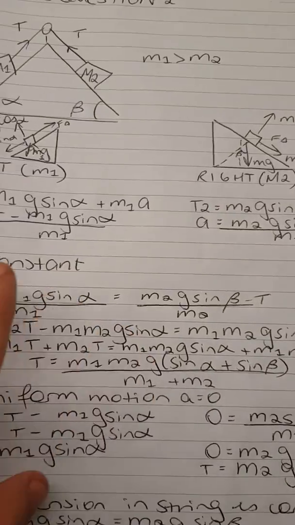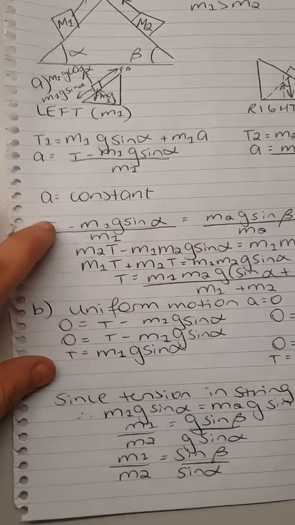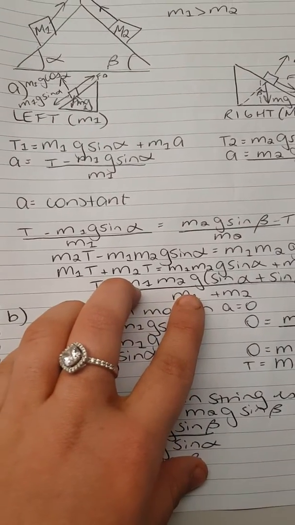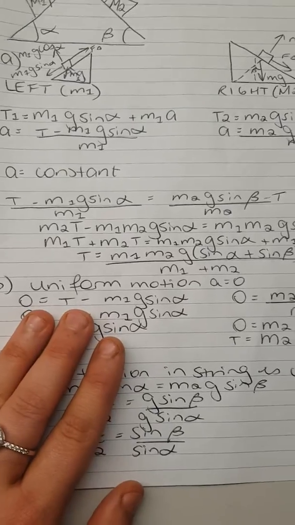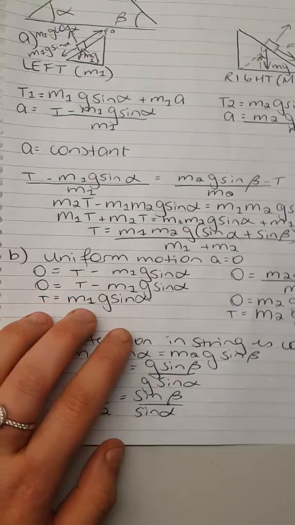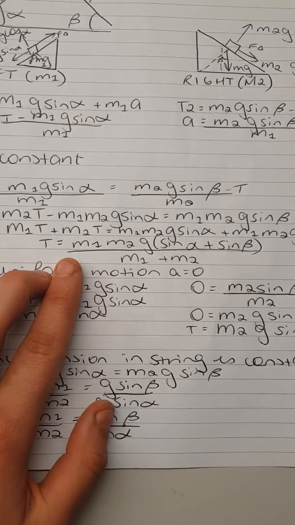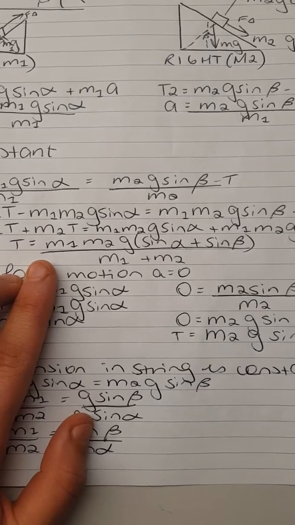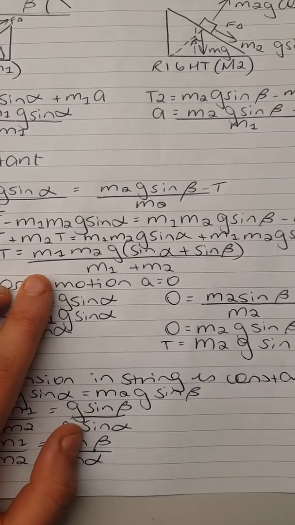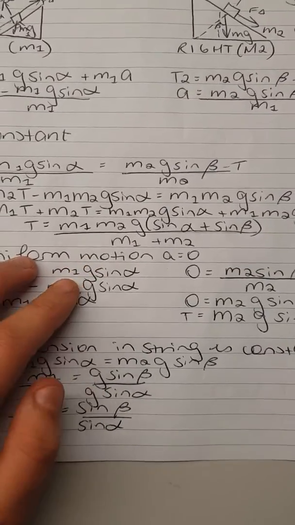Once you have these both in terms of A, the A is the constant, and therefore you sub both equations to make them equal each other. Then after that, you rearrange the equations until you get to the final equation, which is T equals m1 m2 times g, in brackets sine alpha plus sine beta, close brackets, all over m1 plus m2.